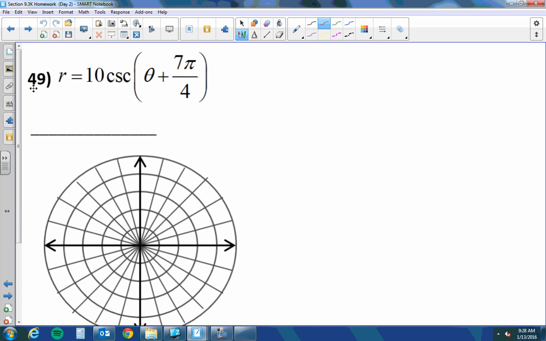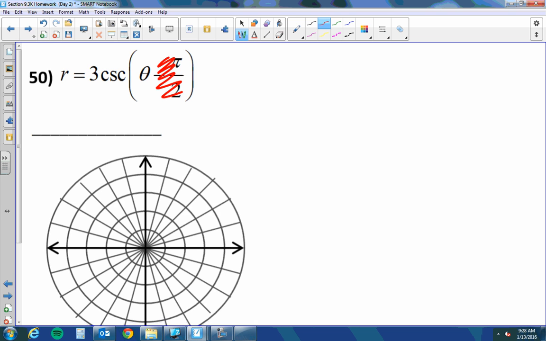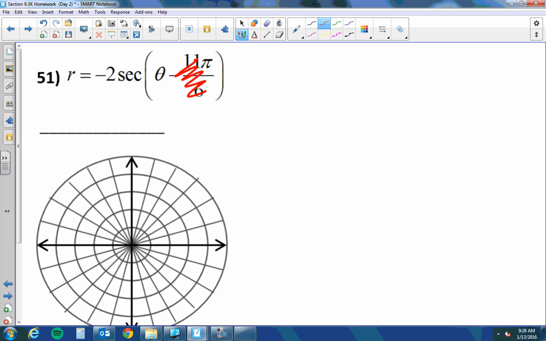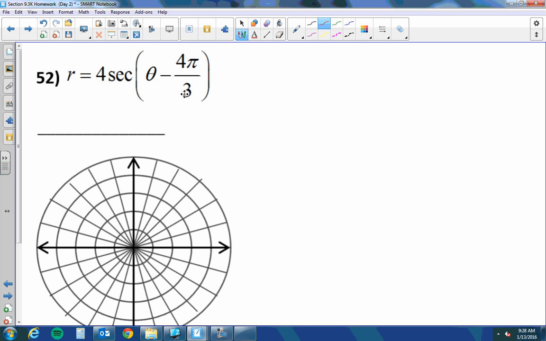Look at, actually, 49. We're going to modify this. We're going to not worry about that part. 49 through the next, these 4 problems. So through 52. Get rid of that. And only those. Don't do the back.